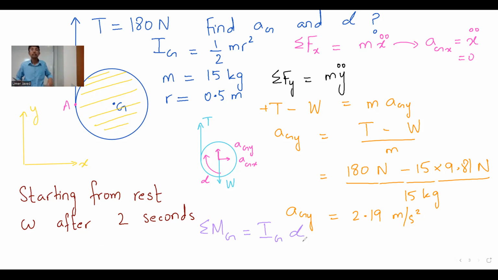Is this a pure translation problem? Is this a pure rotation problem? No. Is this a general motion problem? General motion, right? Because it's rotating and translating as well. The center of mass is translating and there is rotation as well. So I will write summation of moment about center of mass. If alpha is clockwise positive, then clockwise is my positive.